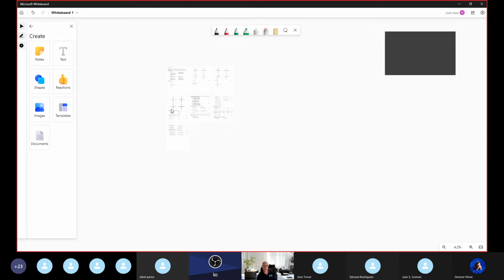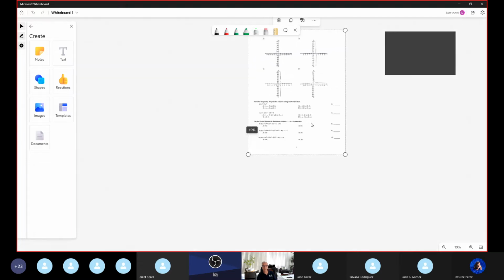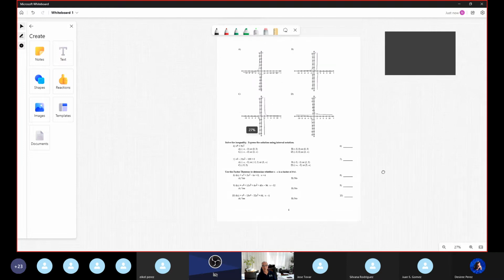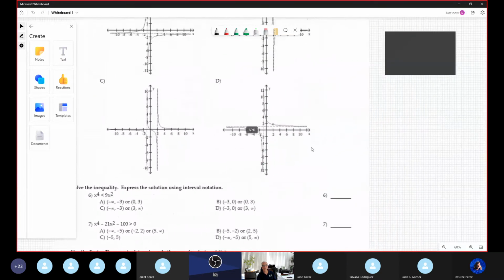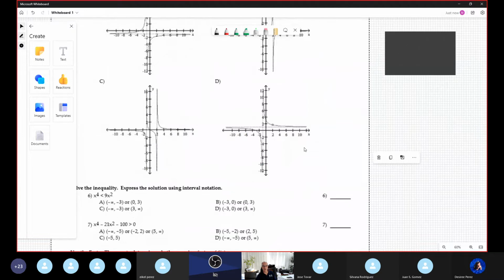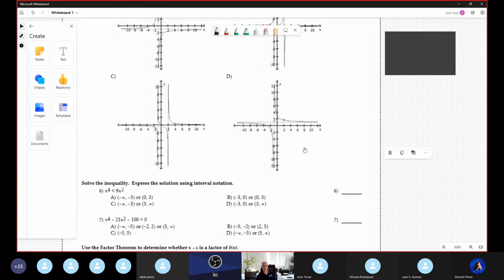What page? Page 4, no? In this page. Let me zoom. Wow, look at that. It's the option D. That one. You see? How are you detecting this?